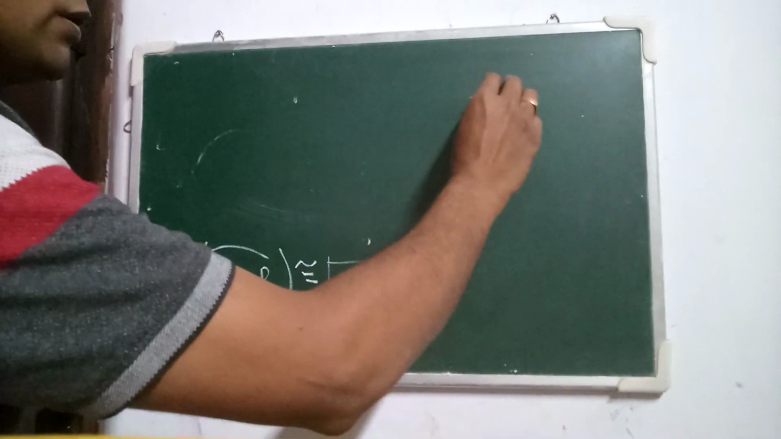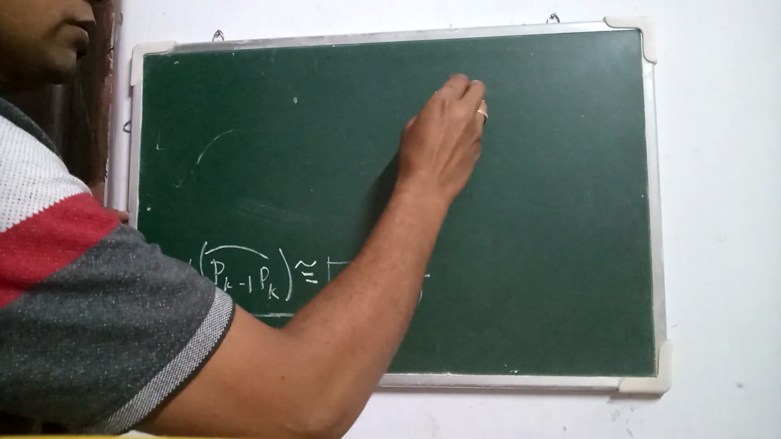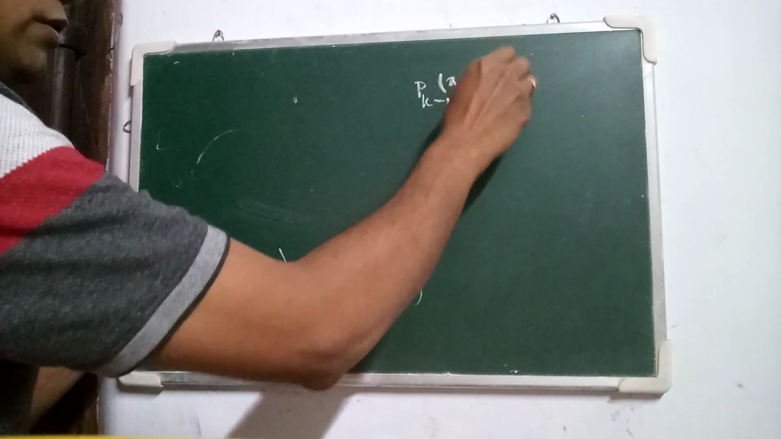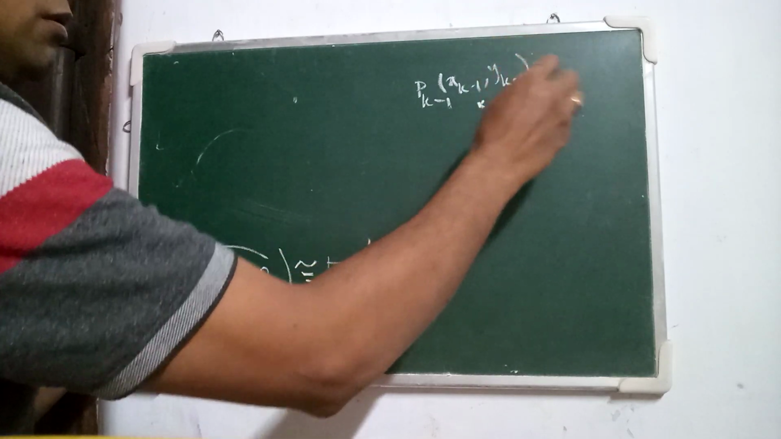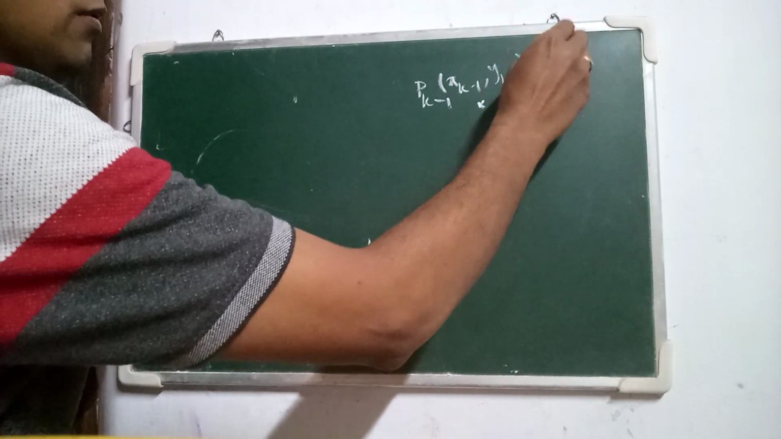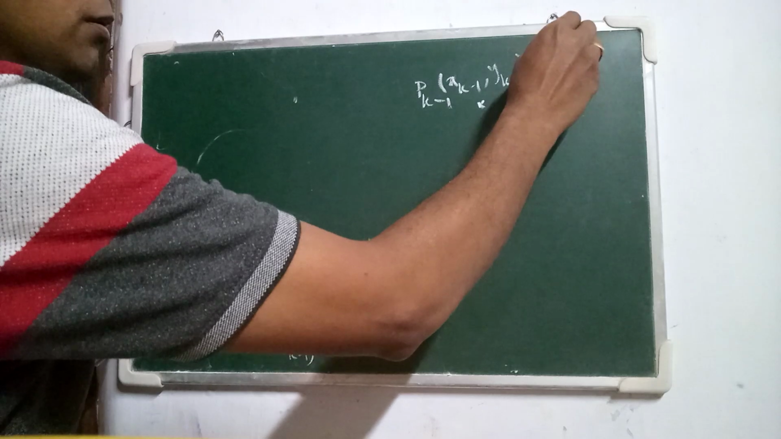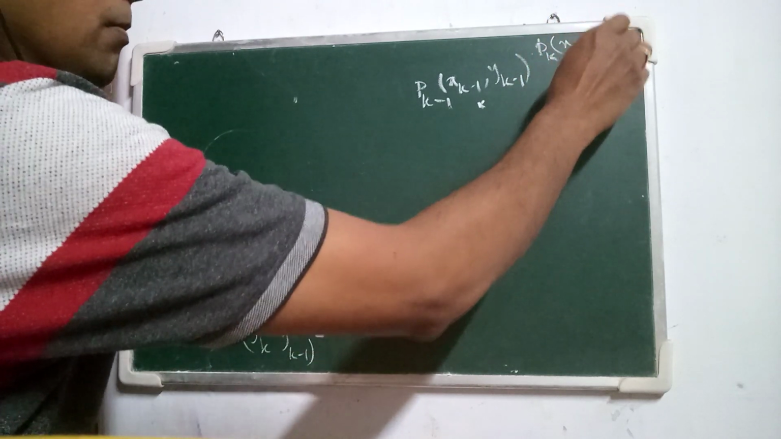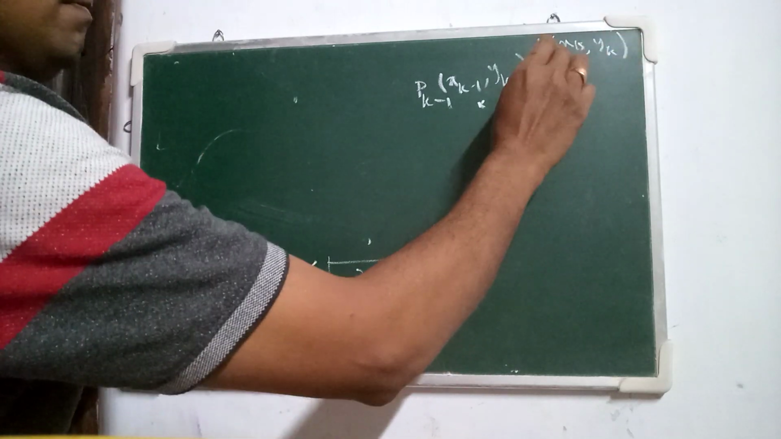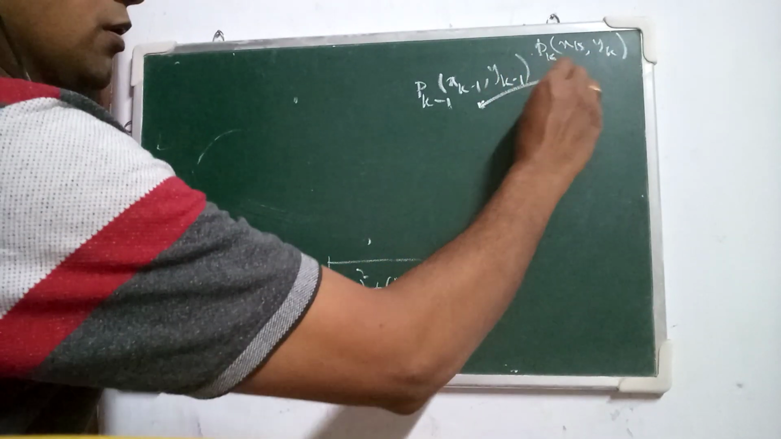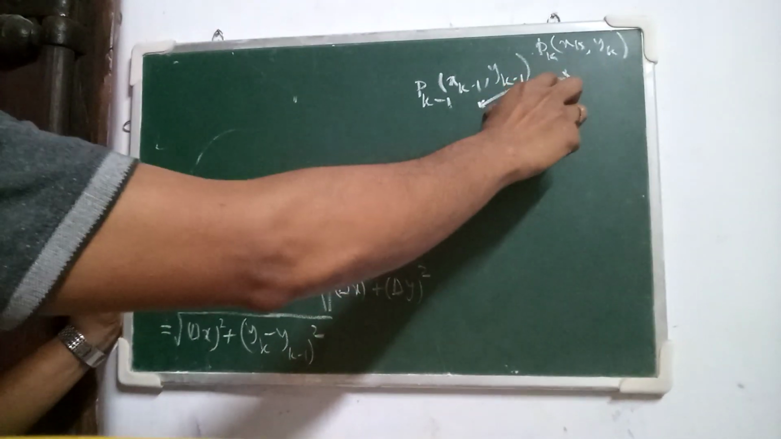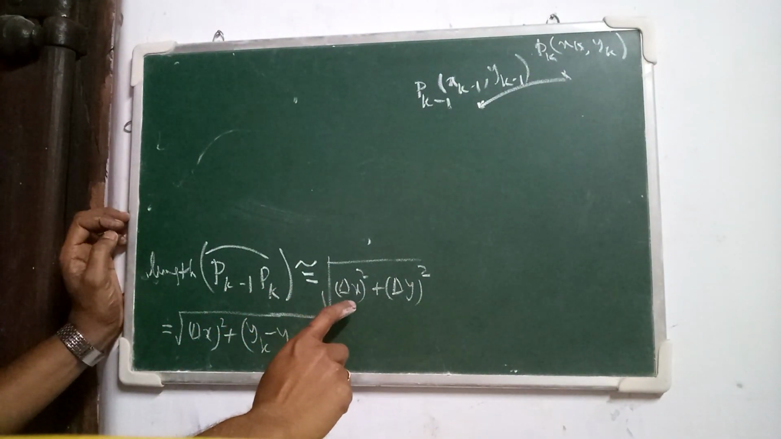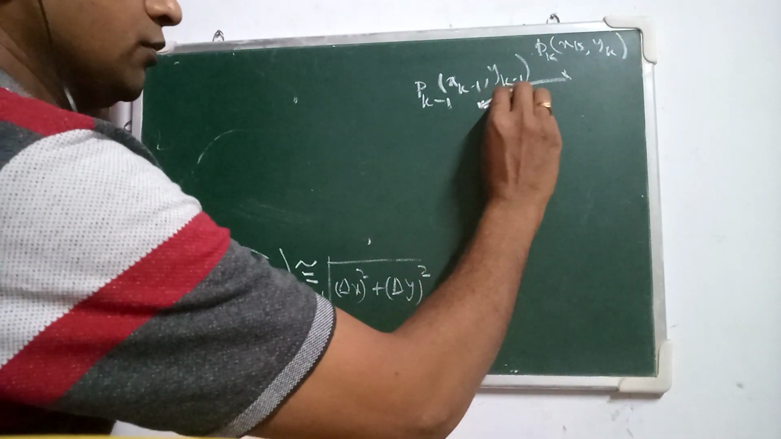So far we have done this. So this is the point p k minus 1, x k minus 1 comma y k minus 1, and here is the point p k, namely x k, y k, and I want to approximate the length of this arc p k minus 1 p k, which is approximately equal to this length.